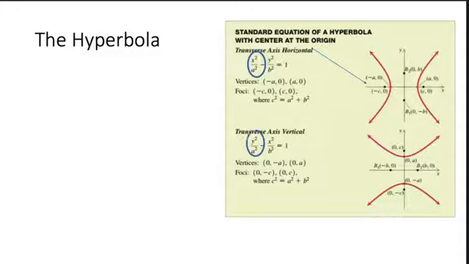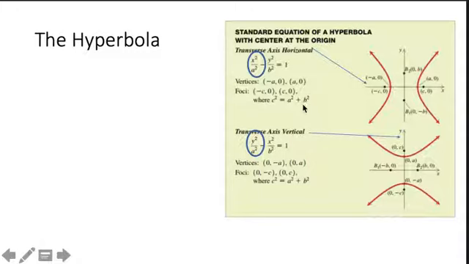In the second example, y squared is written first. And since y squared is written first, the transverse axis is vertical. So it's the y-axis. Notice some of these differences. The vertices and the foci are similar to what we did with the ellipse. That didn't change. But this equation is different.